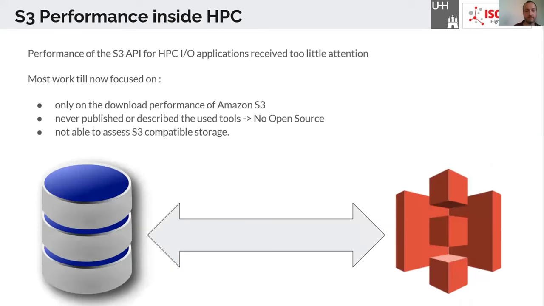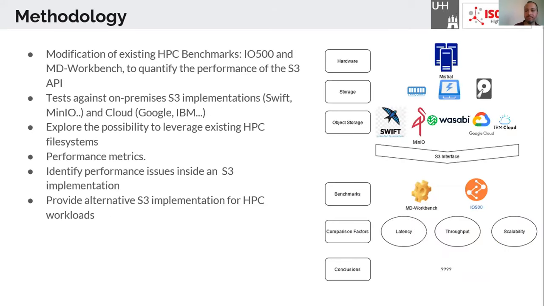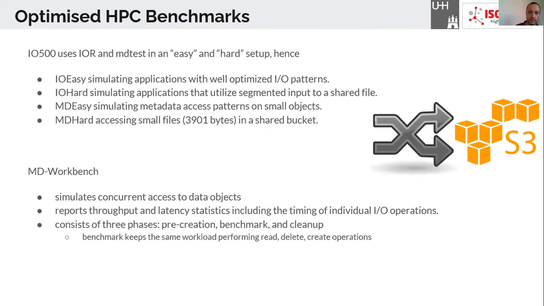We want to get more attention in the research world, and this is why we used HPC benchmarks, namely IO500 and MD Workbench, to quantify the performance of the S3 API. We did several tests against S3 implementations like Swift and Minio, and against cloud providers Google and IBM. And we explored the possibility to leverage existing HPC systems. We defined different performance metrics, latency, throughput, and scalability, to identify performance issues inside the S3 implementations. And we were able to provide alternative S3 implementations specifically for HPC workloads.